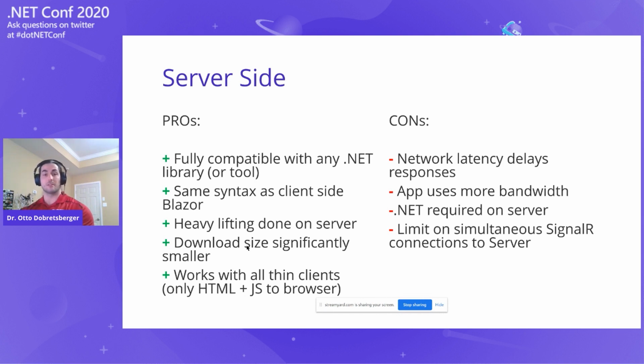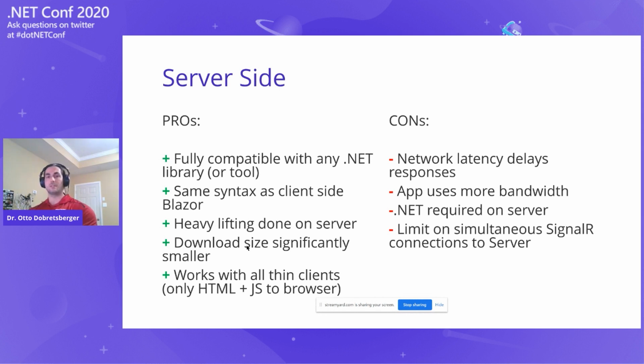The download size is significantly smaller, and it works with all thin clients, and both of these points have to do with the fact that if you have a server-side Blazor app, all you really download is HTML and maybe some JavaScript to the browser to display it. Even thin clients can display HTML. So you're not limited to who and what browser can use your application. So it's really universally applicable.